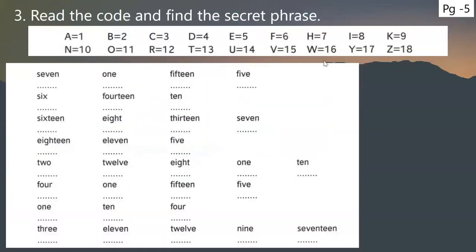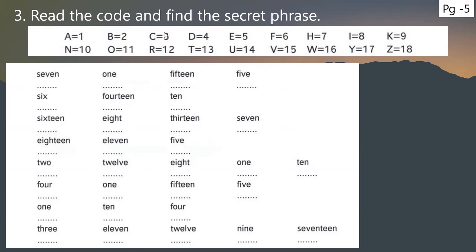So let's go here. Can you see the code? You have to read the code and find the secret phrase. So can you read the code? And which letter will you see? Is it a capital letter or a small letter? Capital letter. Yes, you have to use capital letters, and you have to write down the letters here. For example, here, 7, 1, 15, 5.